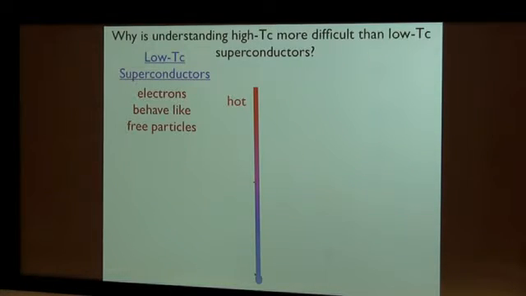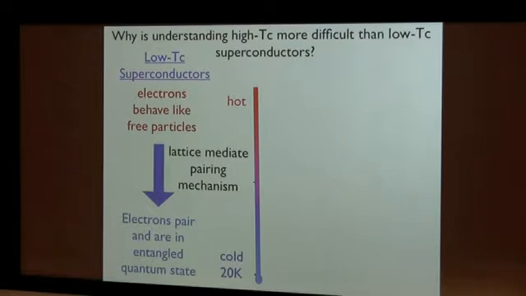Well, let me go back to the beginning, to what I just described to you about how the old-fashioned superconductors work. Remember, I told you electrons almost move freely in a piece of copper or a piece of aluminum that goes superconducting. And I told you about the lattice-mediated mechanism, in which the electrons attract one another, make this quantum superposition of states, and become paired and entangled. This happens at very low temperatures.